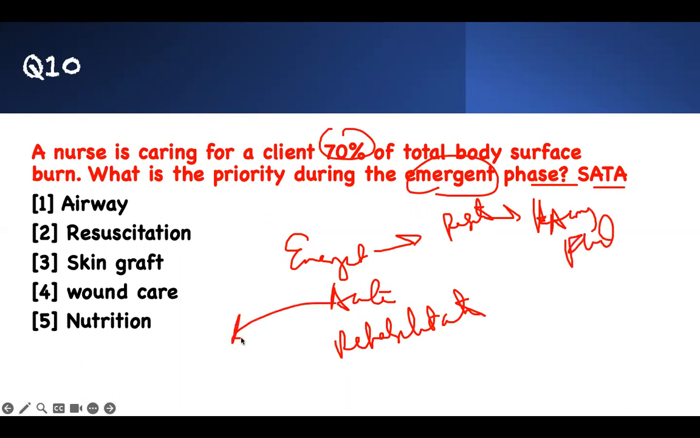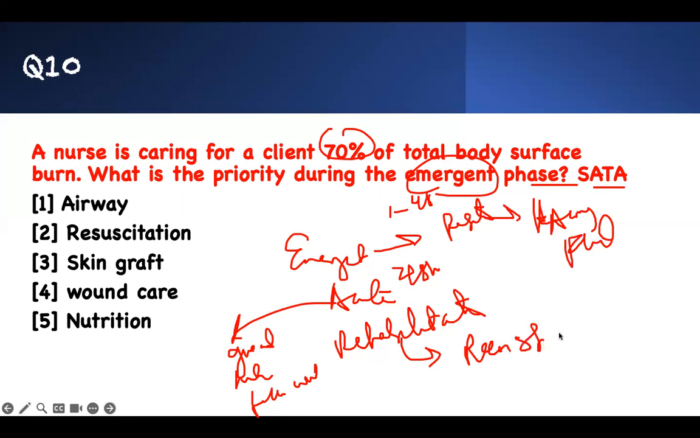Acute phase, basically they're giving you back the fluid. This happens 48 hours later, from the injury to 48 hours. They're basically giving you all the fluid back. You provide some nutrition and you take care of their wound. In rehabilitation, you're just helping with reconstruction of all the scar tissue, skin graft and all those things, and you bring them back into their normal state.